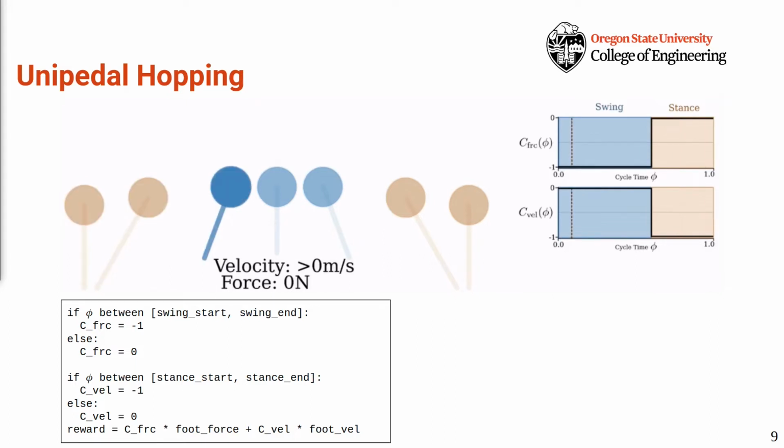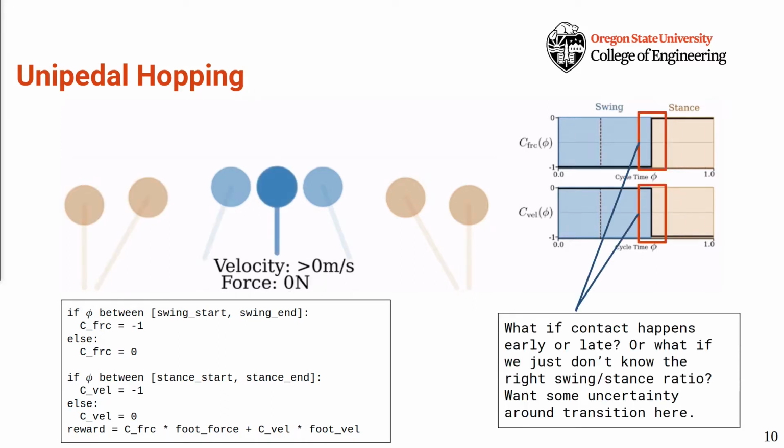From here, we do a simple if-else check, penalizing large foot forces if we are in swing and should be in the air, and penalizing large foot velocities if we are in stance and the foot should be firmly planted on the ground. This way, if we have large forces during swing, our reward will be very low. Likewise, if we have large velocities during stance, the reward will again be very low. But we're not quite done yet. There are some problems with using a step function.